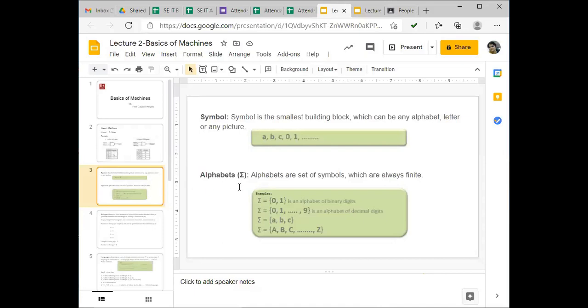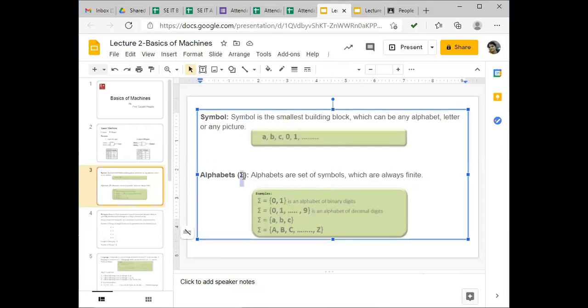Next is alphabets. Alphabets are a set of symbols, a subset of symbols, which are always finite. If I say binary digits, it is 0, 1. Alphabets are represented using summation. You have to remember this, because throughout the syllabus, throughout automata theory, we are using the summation symbol for alphabets.